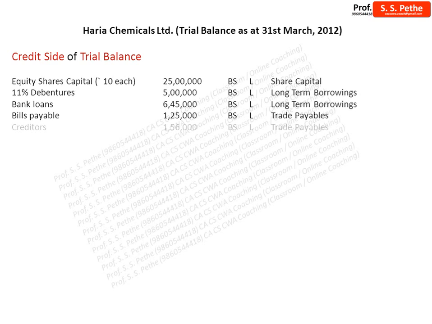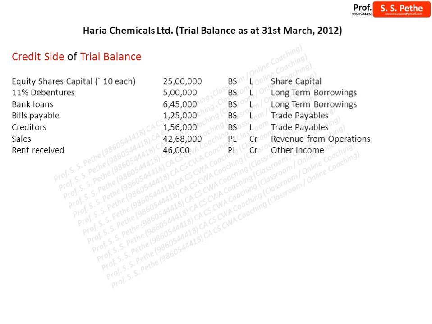Trade payables. Creditors, again trade payables under the balance sheet liability side. Sales, it will be credited to the profit and loss account, and the heading is revenue from operations.